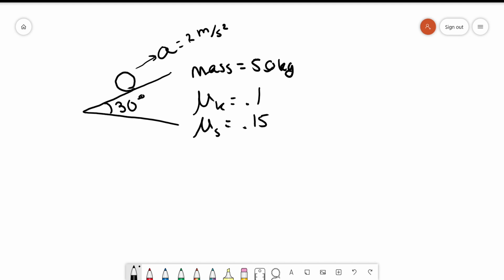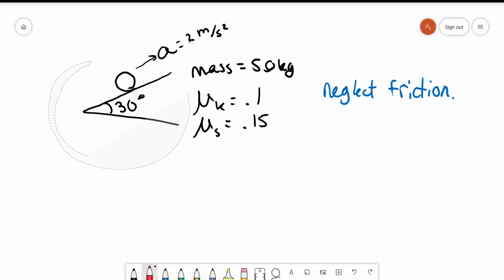So let's do part A first. The first thing we're going to do is neglect friction. So the first thing we want to do in any force problem, really for any physics problem, is draw our picture. And we have our base picture here. But we want to also include our forces and everything now. That's called a free body diagram.